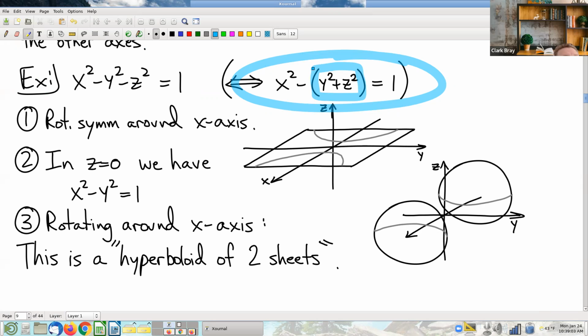So I claim what's going to happen when you think it through. And again, I want everybody to do this on their own. It's good little mathematical weightlifting. Because y and z appear only in the special form, this is rotationally symmetric around the x-axis. So that's going to be our rotational symmetry. We're going to make an argument about rotating around the x-axis.